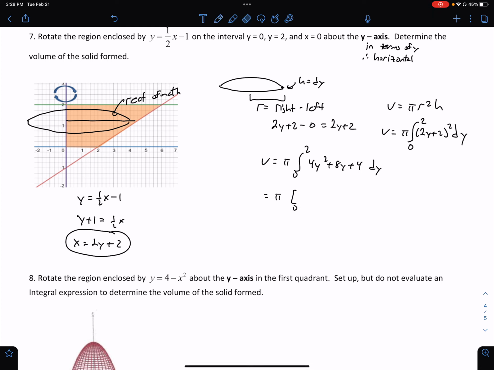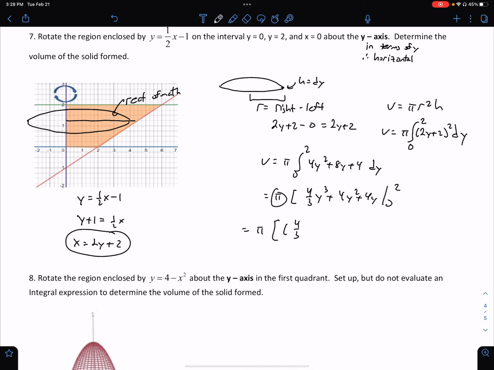Let me do this again, sorry about that. That becomes 4/3 y cubed plus 4y squared plus 4y from 0 to 2. And then just apply the FTC. Don't forget the pi. People always forget the pi, and that's the only thing that they miss. The AP will take off a point if you forget the pi. But they give you a point if you have it, so might as well have it.